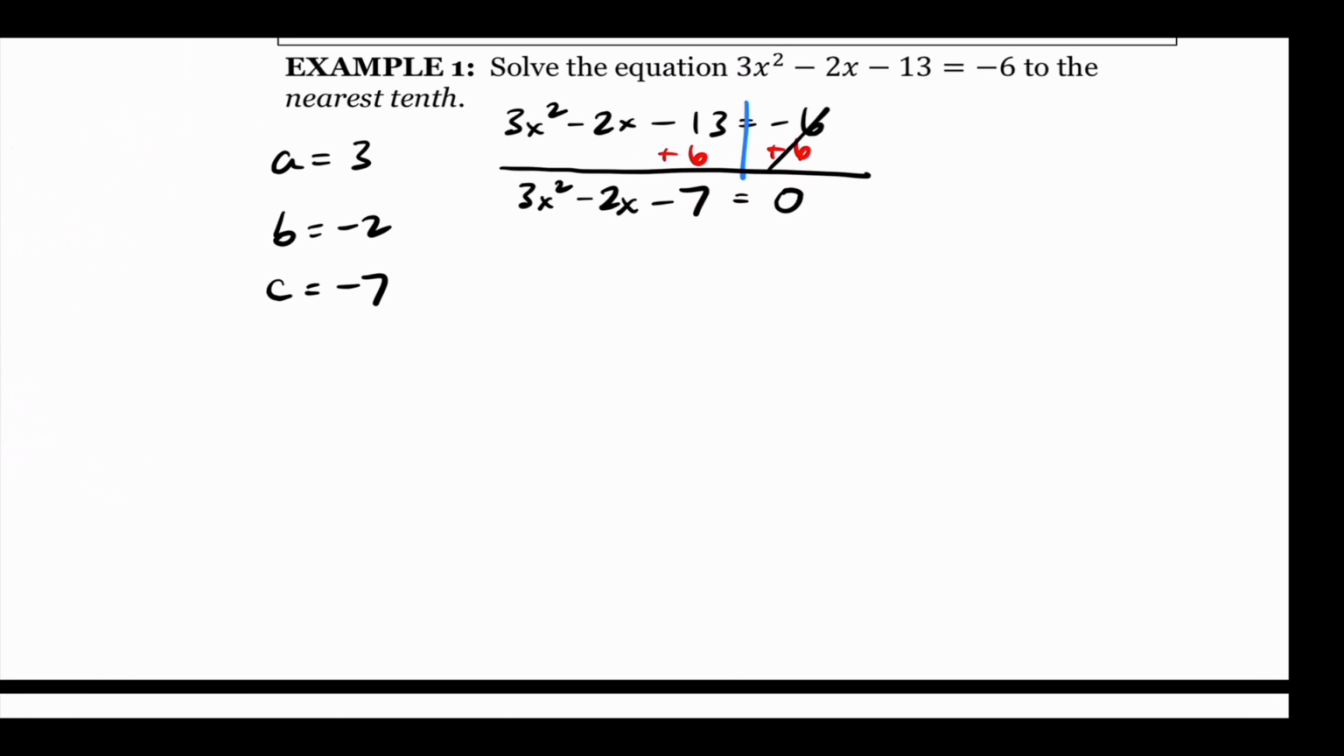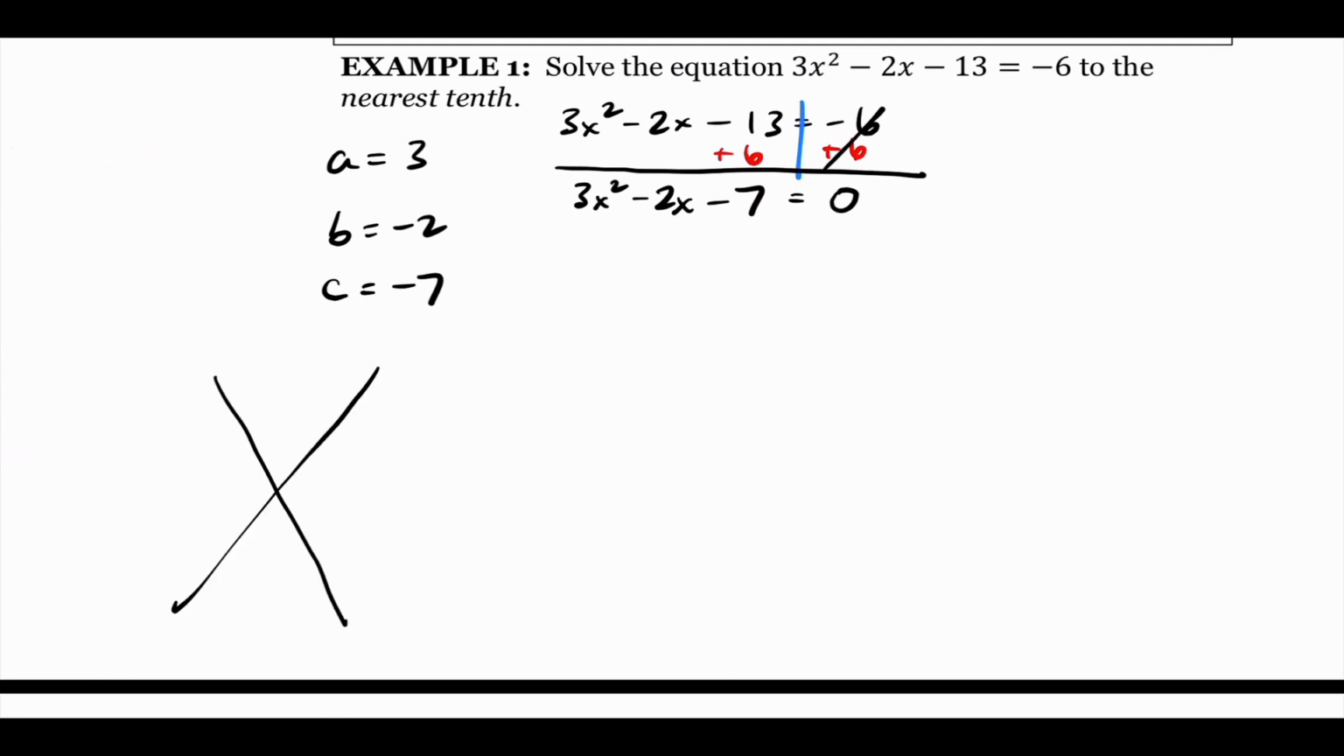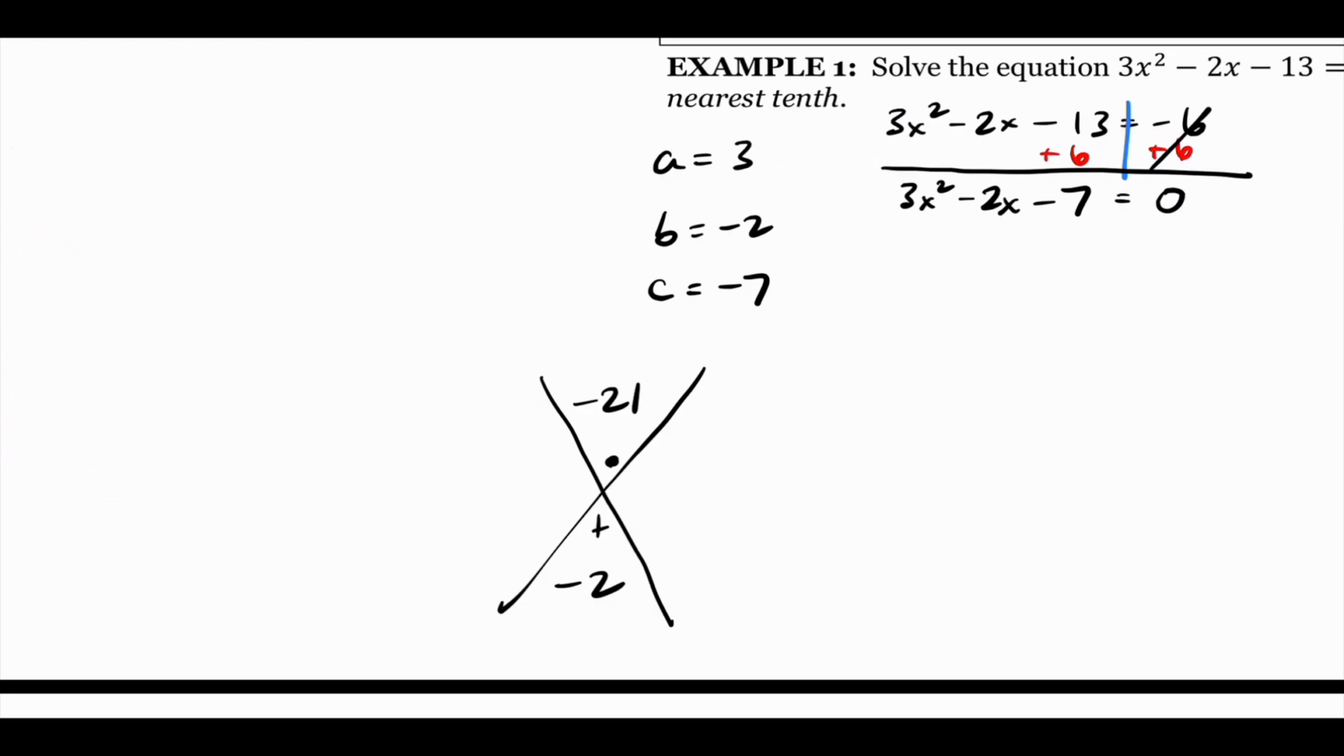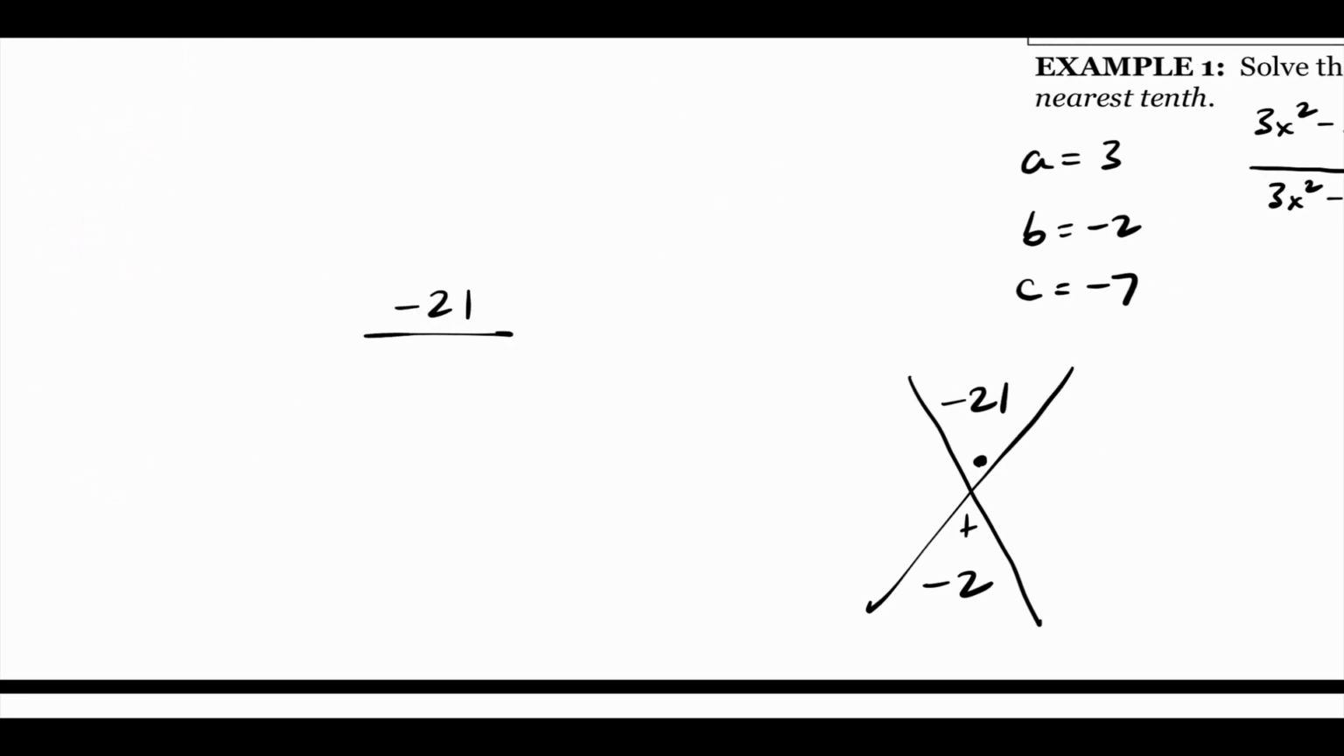Our next step was always to do this guy here, right? So we multiply A times C, which is -21, add to be -2. And then we think to ourselves, what are the 2 numbers that multiply to be -21 but add up to be -2? Let's see. So for -21, we have -7 times 3, -3 times 7, -21 times 1, and -1 times 21. I think those are the only ways to get -21. I don't think there's any other way.